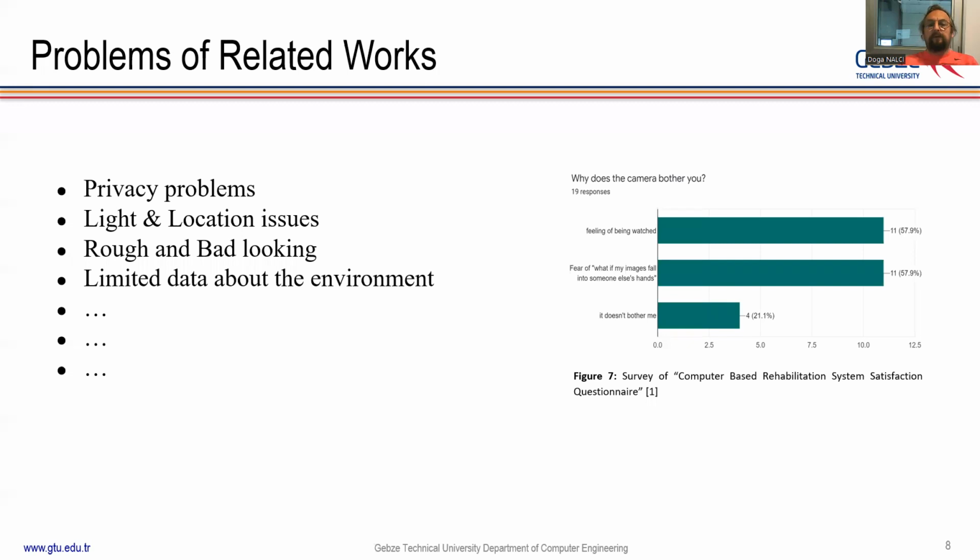In the survey we conducted with the users, we saw that people do not want these devices around them. Actually, they feel like they are being watched. These devices are very sensitive to light and location. They are rough, bad-looking, and far from the decorative concept of our living spaces. In addition, point cloud produces very limited data about the environment.